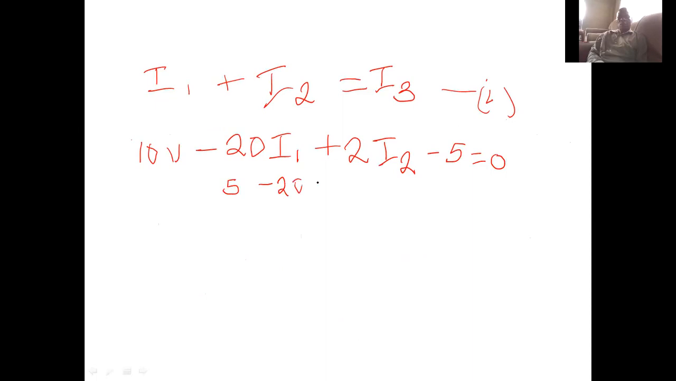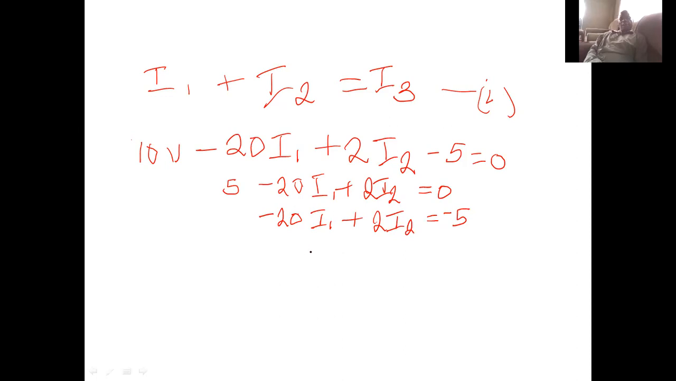Minus 20 i1 plus 2 i2, which is equal to 0. We can further simplify this equation: you can say 20 i1 plus 2 i2, current 2, is equal to negative 5. If we bring the 5 to this side.